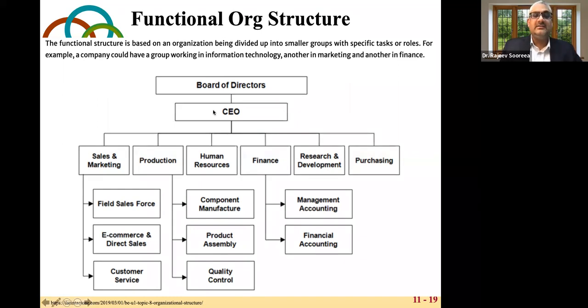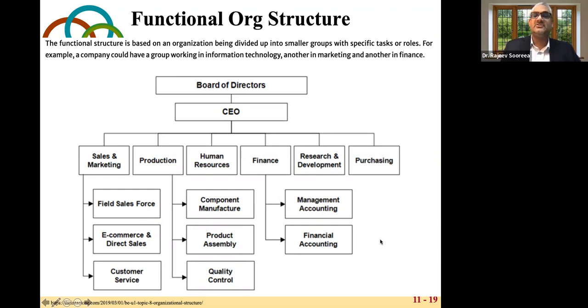So here you see you have the board of directors, and then you have the CEO, and then you have marketing and sales. You have production, human resources, finance, R&D, and purchasing. Now, within that sales and marketing department, you have different subunits. You have the sales force, you have e-commerce and direct sales, you have customer service. So all these are subdivisions of the sales and marketing department. Production is divided into component manufacture, product assembly, and quality control. Finance is divided into management accounting and financial accounting, right?